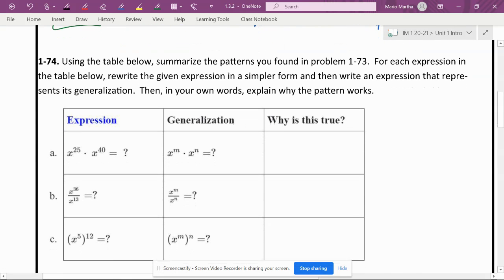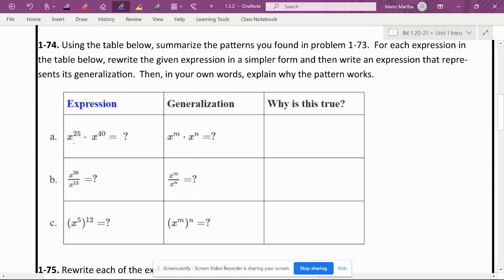So now, using the table below, summarize the patterns you found in problem 173 for each expression in the table. For each expression in the table below, rewrite the given expression in simpler form and then write an expression that represents its generalization. Then in your own words, explain why the pattern works.